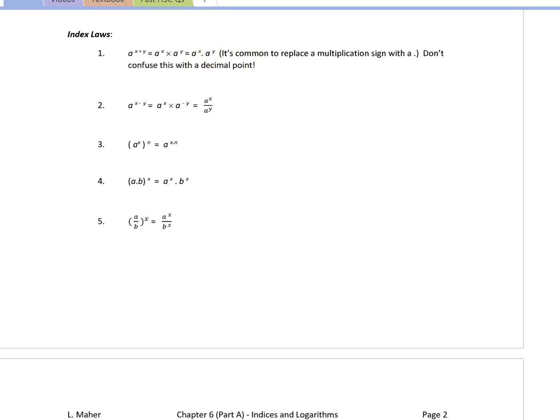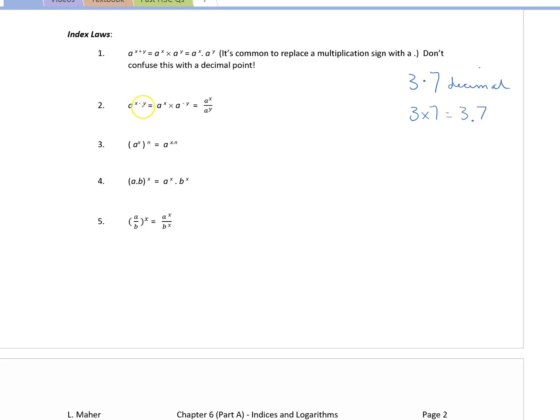Do not confuse it with a decimal point. A decimal point really should come, for example, like that. That's a decimal point. Whereas if I wanted 3 times 7, I would write the dot at the bottom of the 3 or on the line. It's not in the middle like this. This is the decimal format for a point, and this is the multiplication format.